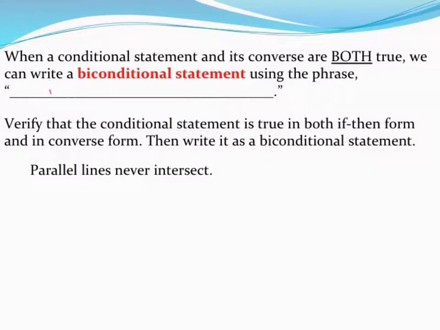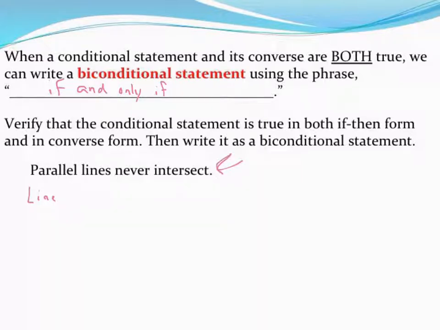And just one more kind of statement we can write is something called a biconditional statement. The biconditional statement will always contain the phrase "if and only if," and you're going to see that appear in the middle of the statement. So let's take a look at what we want to write as a biconditional statement down here. It says parallel lines never intersect.